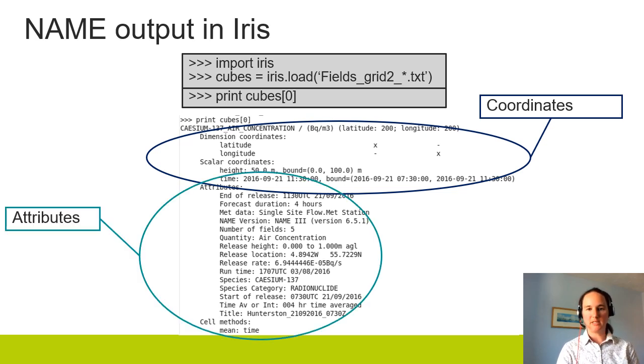The next big set of information is the attributes, and this is all the information that's in the main header file, things like the start and the end of the release, height and location. All of this information is stored in the attributes of the cube so that you can retrieve it. And then finally, the data is stored in cube.data. The array of data that you've collected in your NAME file is stored in the cube as well.